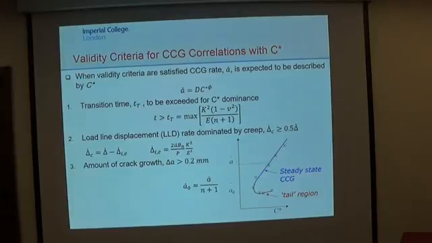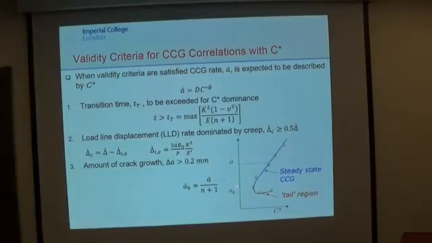Note that in this analysis, creep and plastic displacements have not been treated separately. That is to say that we calculate the creep load line displacement by subtracting the instantaneous elastic load line displacement from the total load line displacement rate. And the third criteria is the crack should have initiated by 0.2 millimeters. So we're expecting to correlate a-dot with C-star.